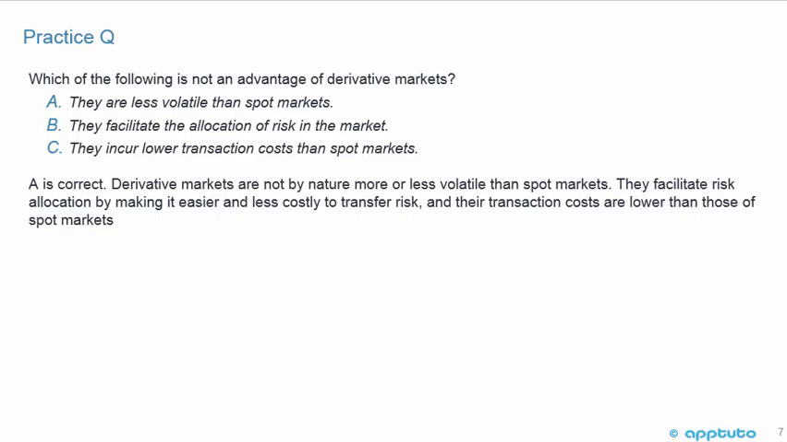Derivatives markets are not by nature more or less volatile than spot markets. They facilitate risk allocation by making it easier and less costly to transfer risk, and their transaction costs are lower than those of the spot markets. So A was the correct answer. They are not by nature more or less volatile than spot markets.